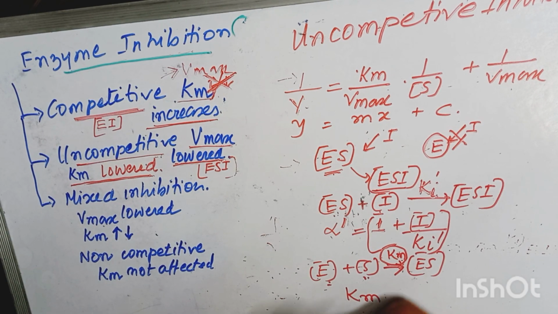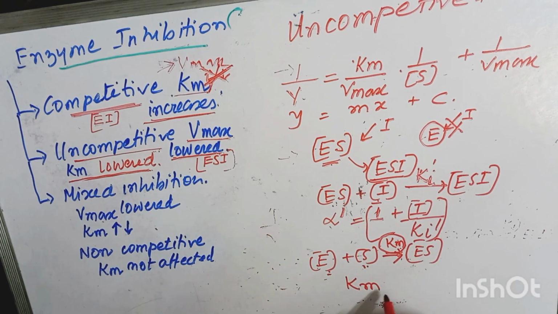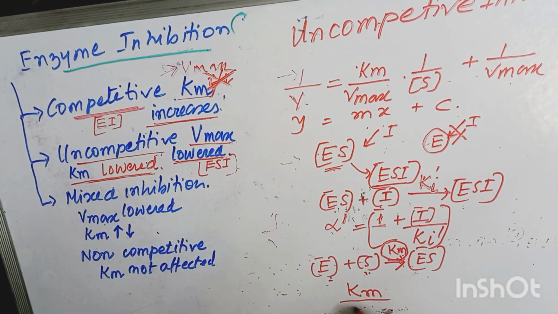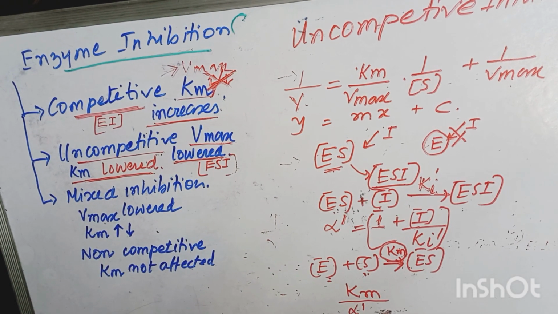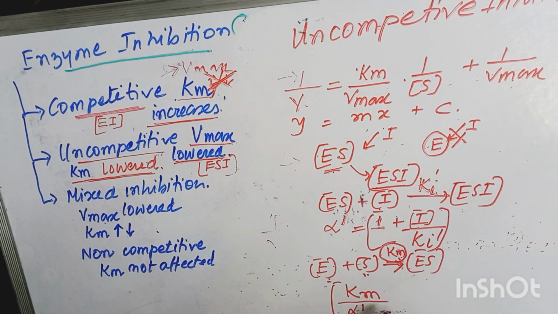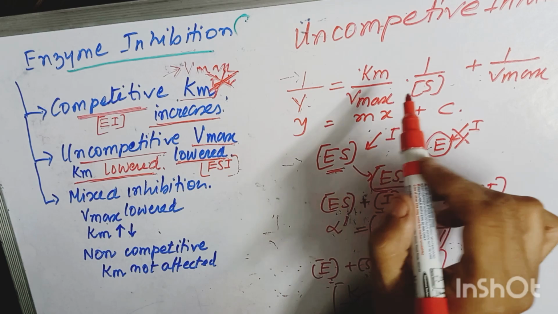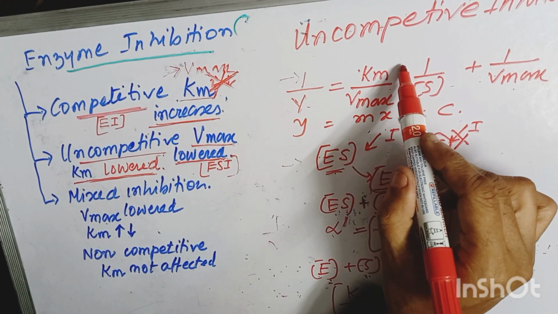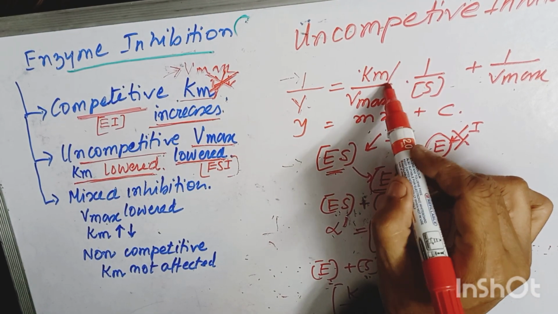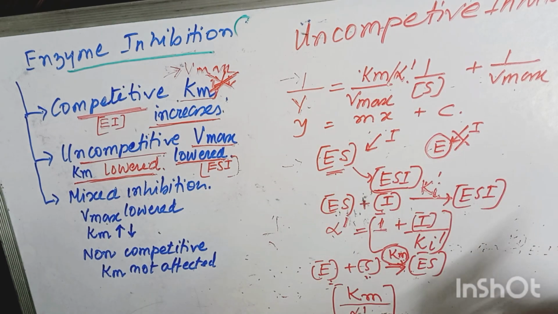If the Km value is lowered, it should always be Km by alpha dash. So Km is lowered by Km by alpha dash. Here we write it down, Km by alpha dash.